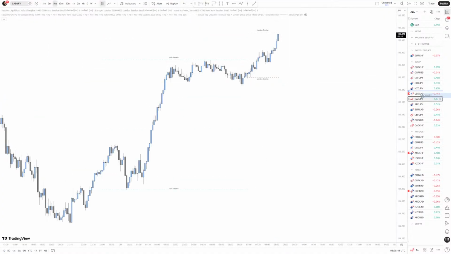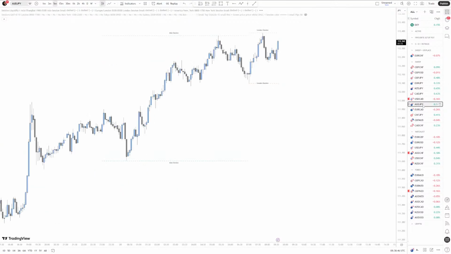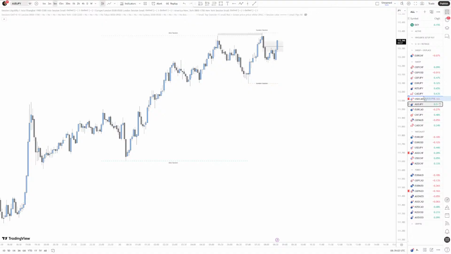CAD JPY again is going up, but it's also a sweep. AD JPY has swept it. It looks like it's coming down. I don't know if this will be enough of a sweep for me, but there is displacement here, and of which price seems to be, but we'll just put it in sweep.